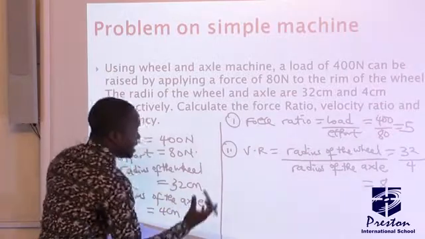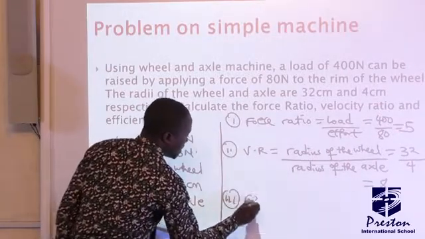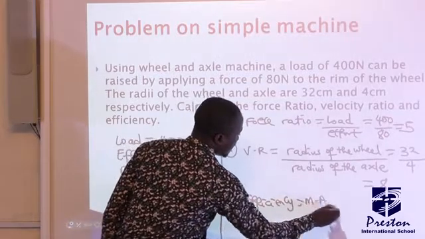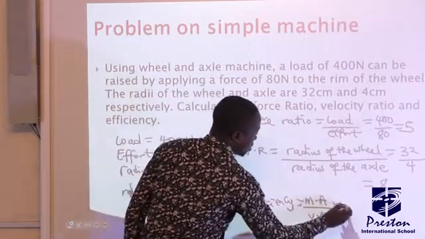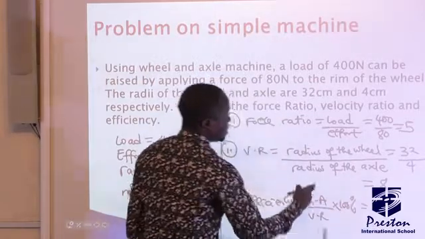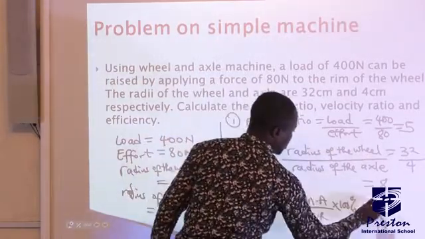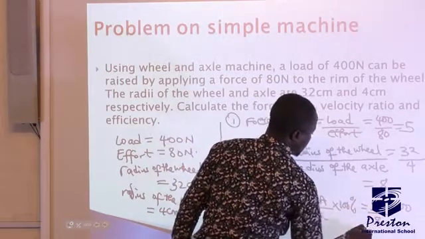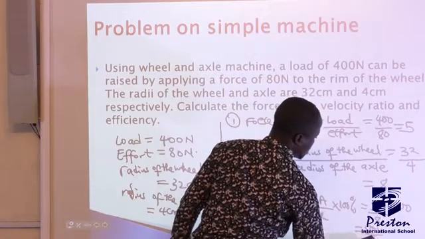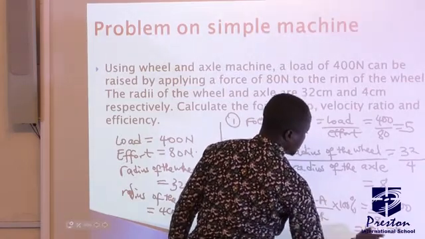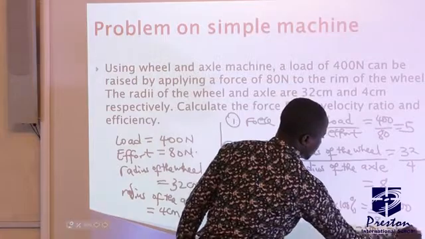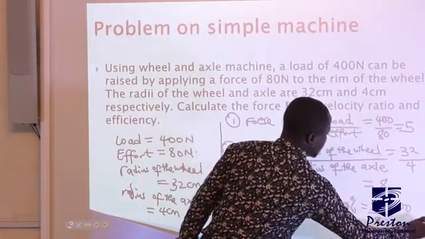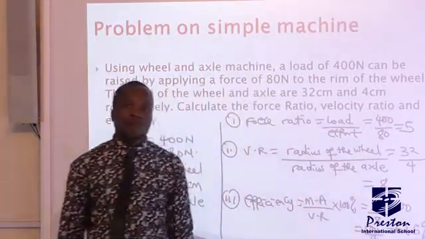So then, the last question here is the efficiency. Efficiency is equal to MA, which is mechanical advantage, over velocity ratio times 100%. MA, which you have gotten, is 5, velocity ratio is 8, times 100%, and that's 500 over 8. 8 in 50, that's 6, remainder 2. 8 in 20, that's 2 again. Remainder 4. 8 in 40, that's 5. Then the unit is percentage. That means the machine is 62.5% efficient.